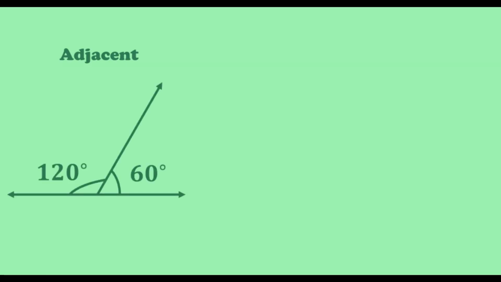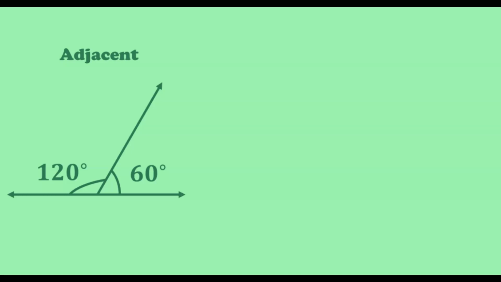First of all, we have adjacent supplementary angles. Consider these two angles over here. So we can see that we have a 120-degree angle and a 60-degree angle. If we add 120 degrees and 60 degrees, we are going to get 180 degrees, and because of that, these are supplementary angles. Also, they are adjacent because they have a common vertex over here, and they also have a common arm, which is this arm over here.